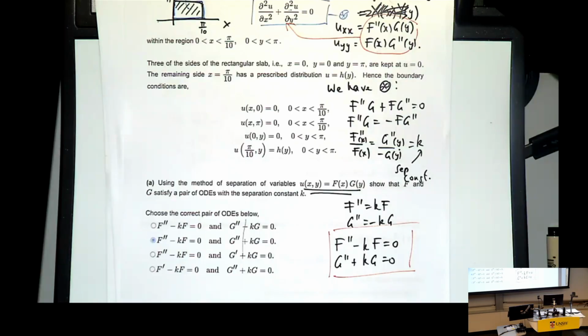So you don't have to write out everything that I've written out. You don't have to draw a picture if you don't want to. It's completely up to you. They're asking you for the forms for F and G. Okay? Questions so far? Let's have a look.